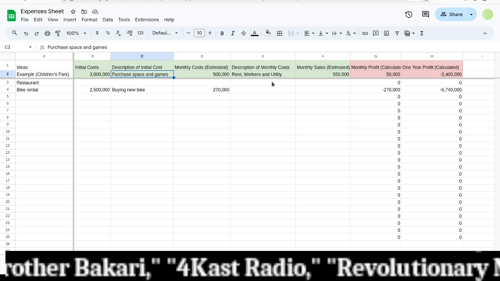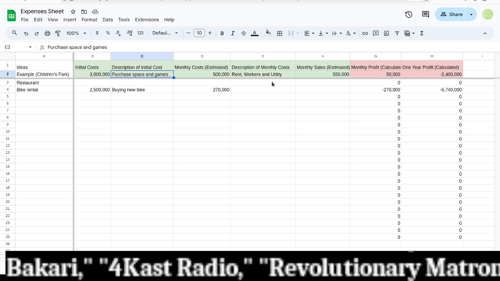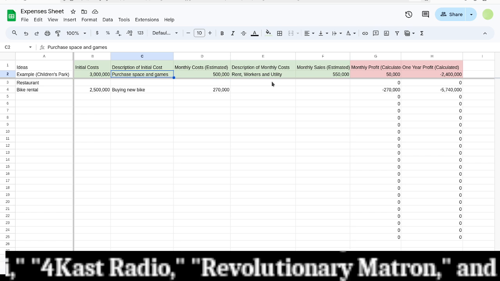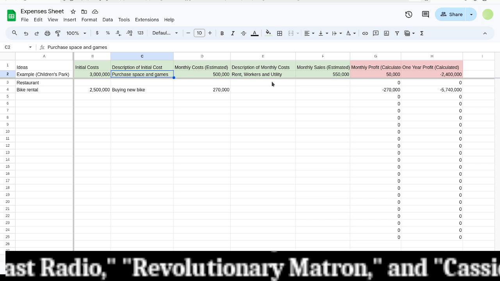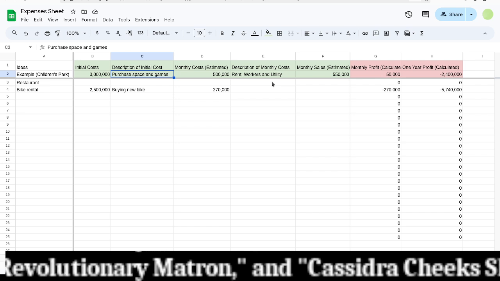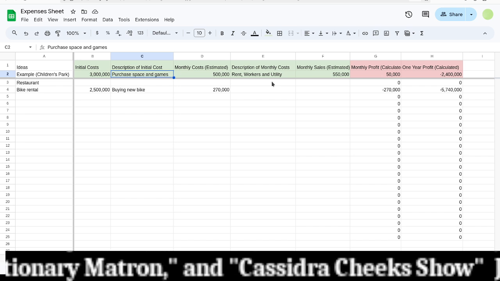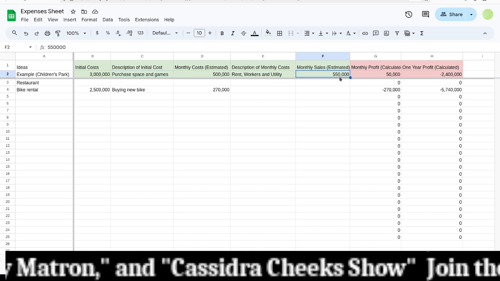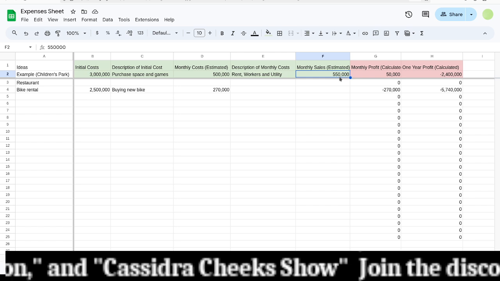You're not just putting in numbers and crunching it. You're saying, why would this cost so much? Well, I have to purchase a space and the games for the kids, right? And then why does it cost so much a month? Well, I'm renting workers and utility and so on and so forth. Now, you say, why am I making so much money? And you might not even make this much money, honestly. But why am I making so much money?